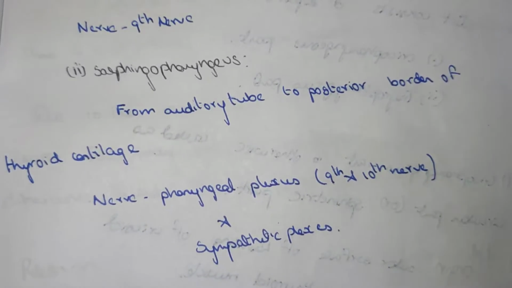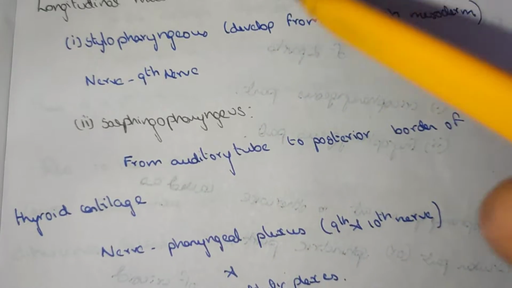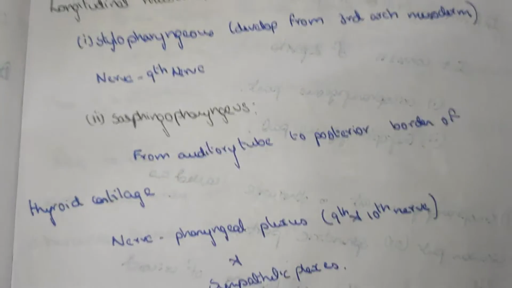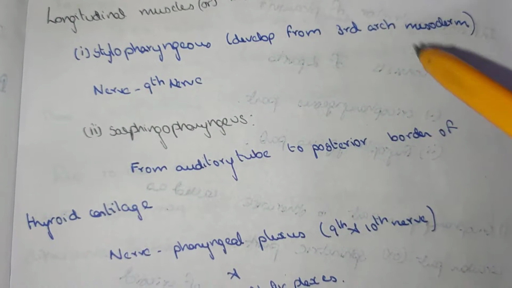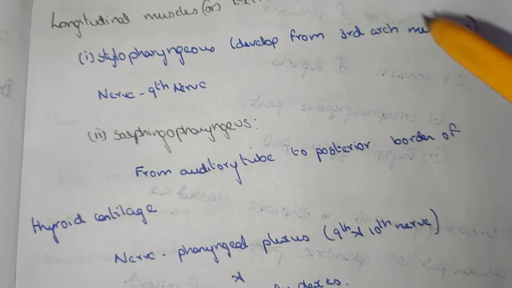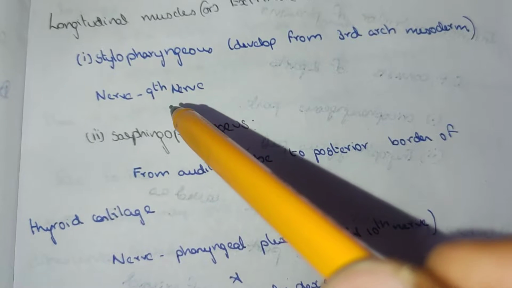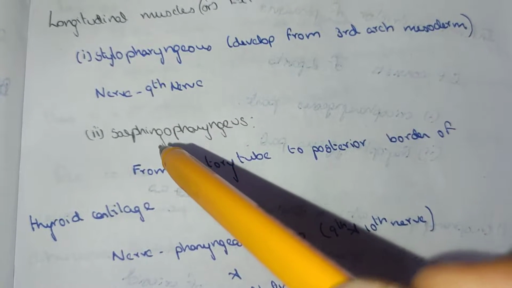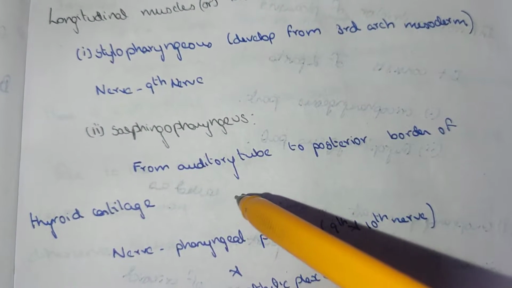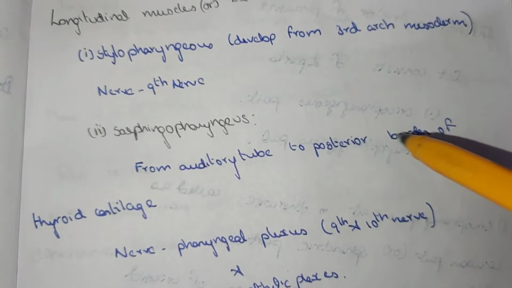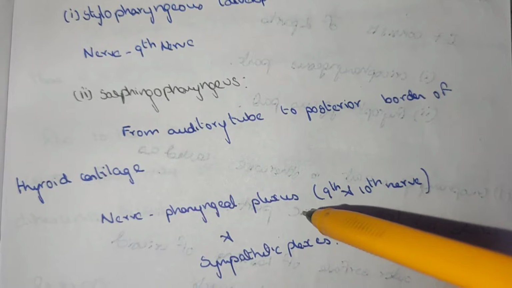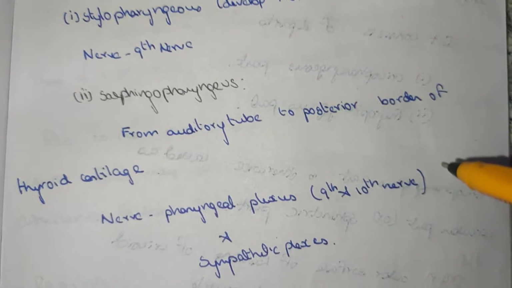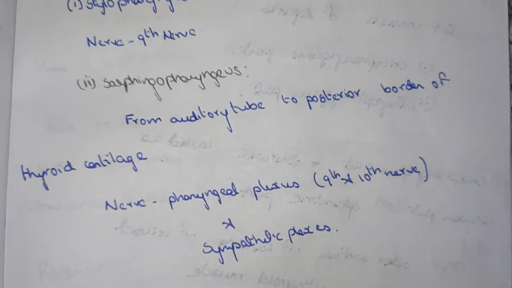These muscles are salpingopharyngeus, stylopharyngeus and palatopharyngeus. The stylopharyngeus developed from the third arch mesoderm. The nerve is innervated by the ninth nerve. Salpingopharyngeus from the auditory tube to the posterior border of the thyroid cartilage. The nerve innervated is pharyngeal plexus of the ninth and 10th nerve and the sympathetic plexus.